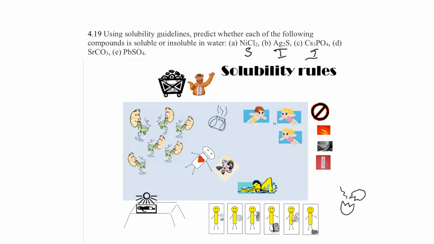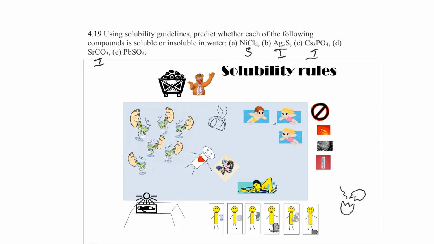Strontium carbonate. Okay, carbonate. Well, that's the coal. Carbon is coal. So carbonate is coal. It's insoluble. So strontium carbonate is also going to be insoluble.